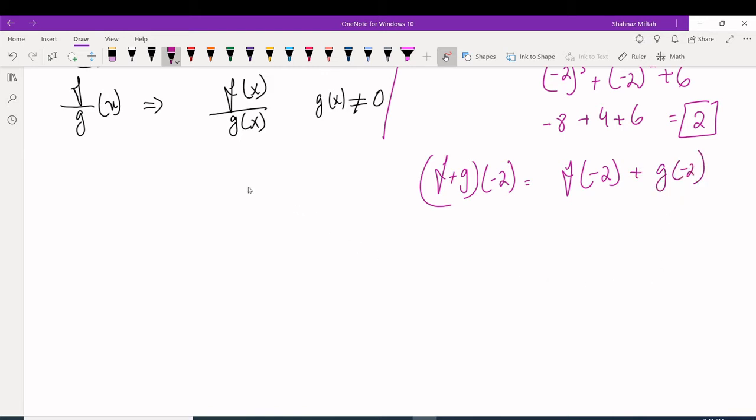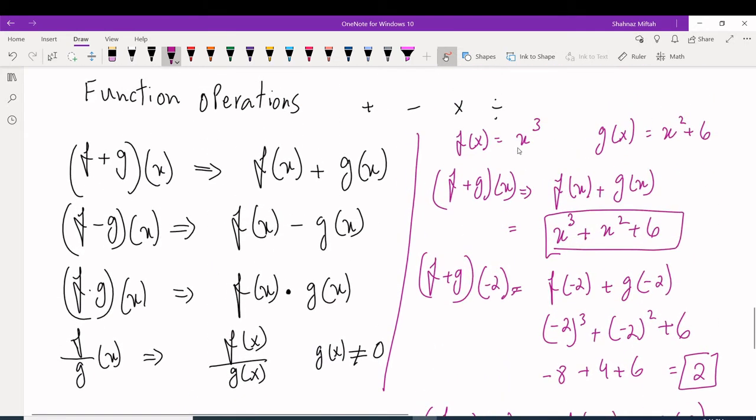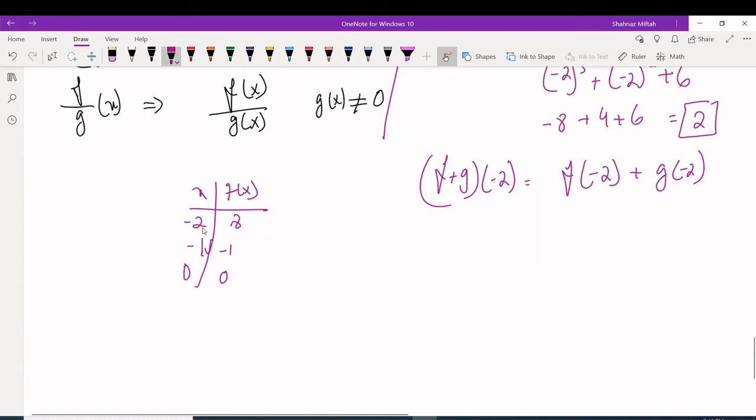In the tables they are giving me, for example, this is the f of x function. For the f of x function, I have negative 2, negative 8, and I have negative 1, negative 1, and I have 0 and 0. Because f of x is x cubed. So if I plug in negative 2, it's going to give me negative 8 for the x cubed. I'm just going to write here so I won't forget. Negative 1 gives negative 1, 0 gives 0. Okay, so this is the f of x function.